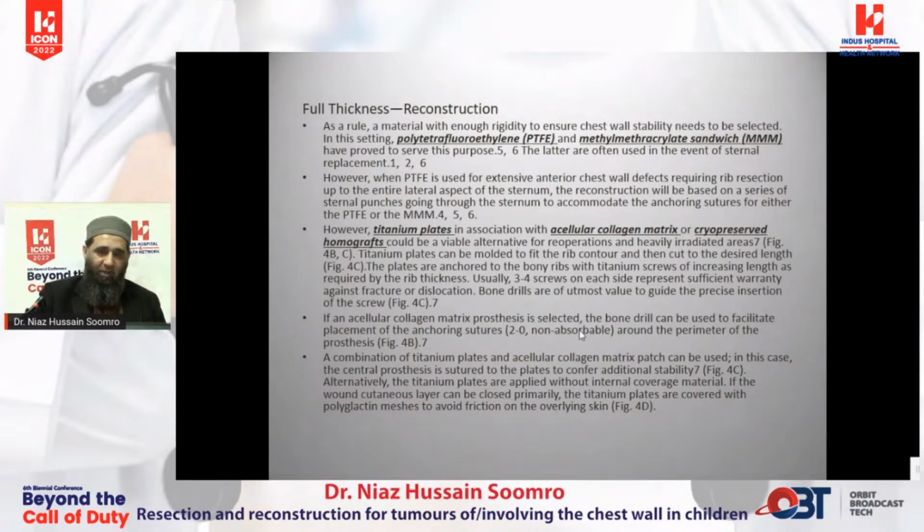Because when we resect ribs, definitely there is a paradoxical movement, and because of that, the patient may have a change in the physiology of respiration, and they may have problems in respiration. They may need ventilator support sometimes. And another challenge is the shape contour of the chest wall.